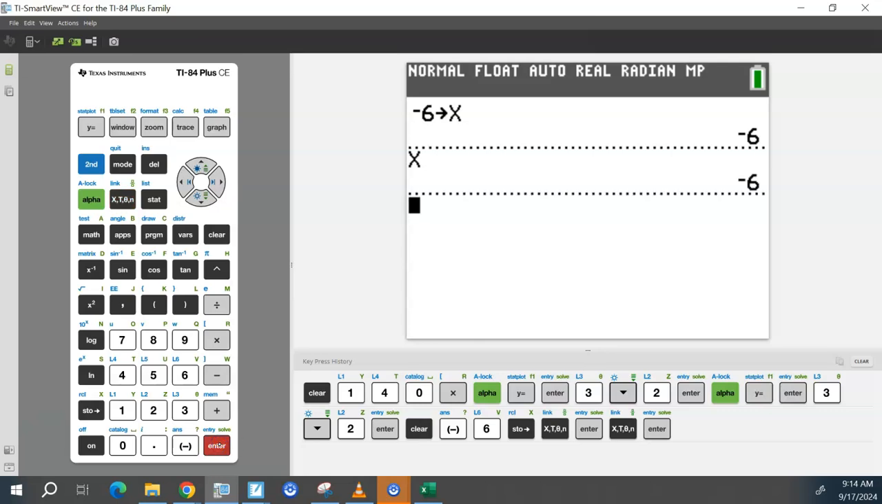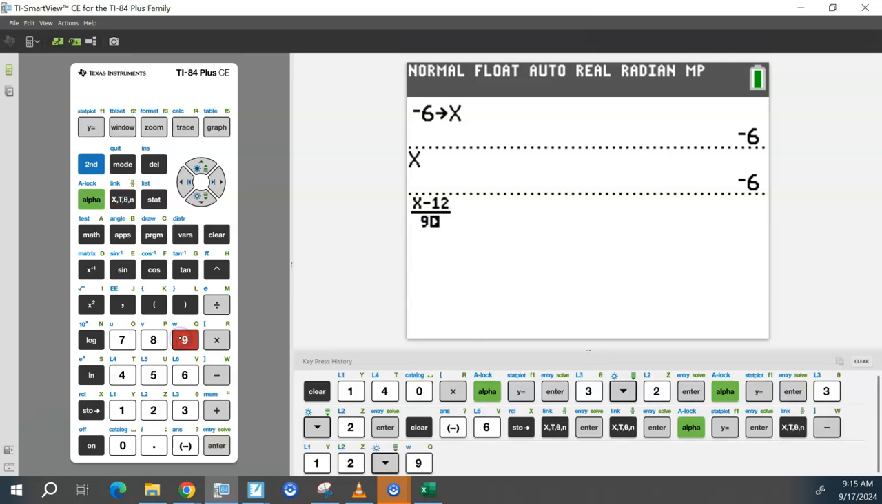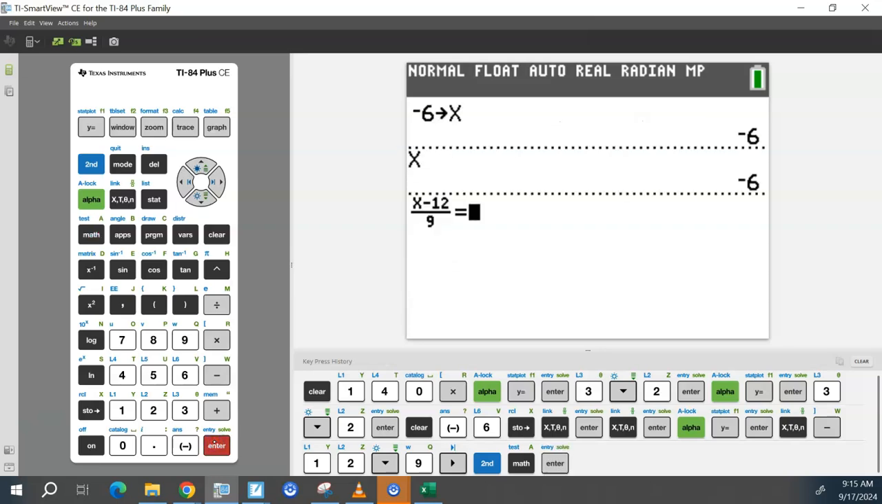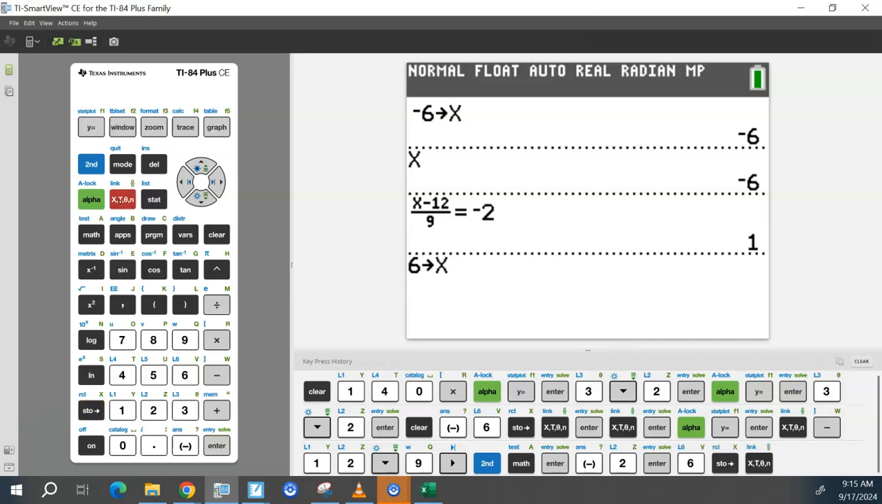And then I'm going to put in that equation. So I'm going to put it as a fraction first. Alpha y equals x minus 12 over 9. To get the equals, I need to go into test, which is right above math in blue. So anything in blue, you'll use second. So second math. And then number 1, the equal sign. And then -2. And then it's going to talk to you in calculator. So it's going to give you a 1 if it's right. You did that right. Or let's say I went back and did this, but I put in just regular 6 instead of -6. You don't have to do this part, you can if you want.